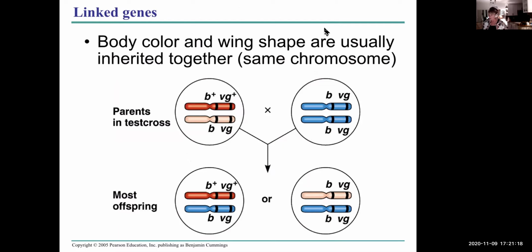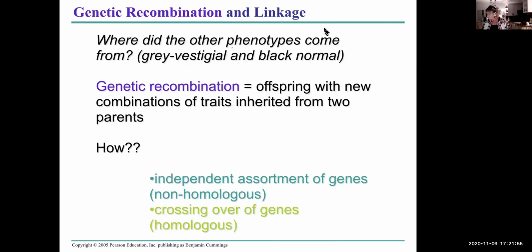So this shows the chromosomes, and these are the parents in the test cross. This was the testing part, having the homozygous recessive individual. And that's the heterozygous individual for both traits. Most offspring you would expect would be one parent or the other because those genes are linked. But where did the other ones come from? Where did those gray vestigial and black normal ones come from?